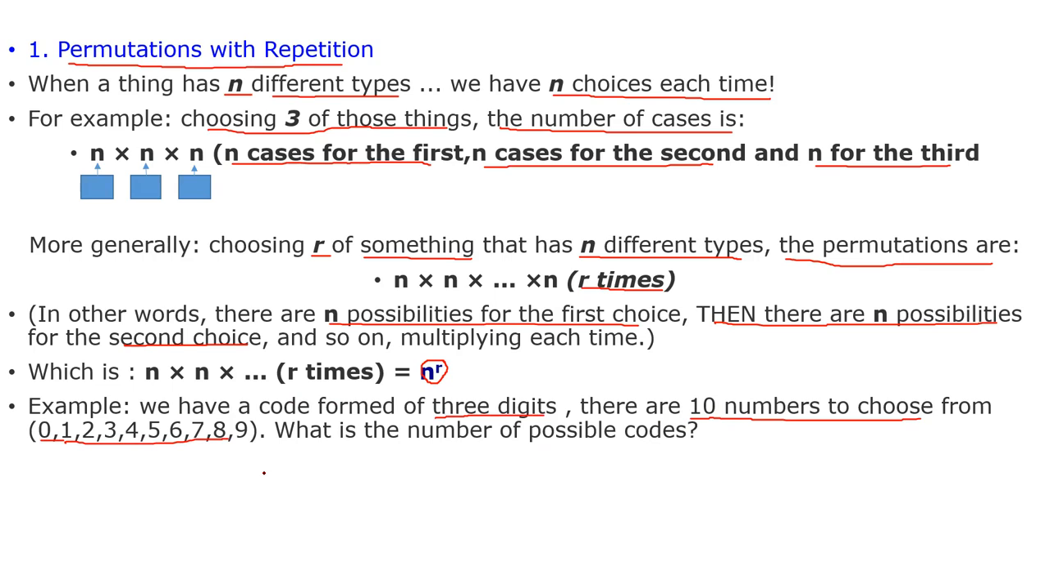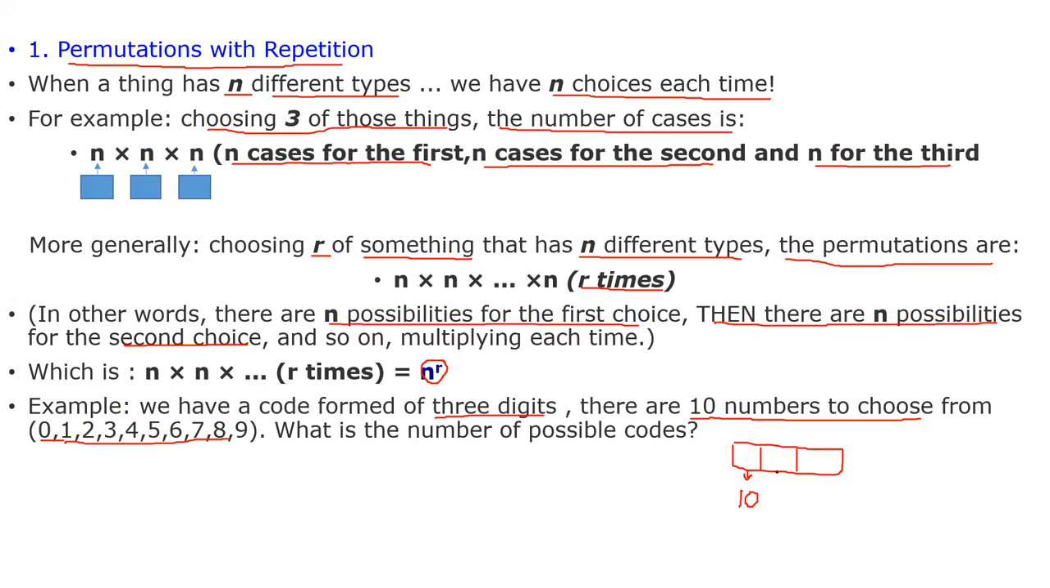How many different codes if we have 10 digits? So I make 3 boxes like this. To choose the first element, how many ways do we have? Suppose you are choosing the password of your cell phone. So I have 10 choices. I can choose 0, 1, 2, 3, 4, till 9.